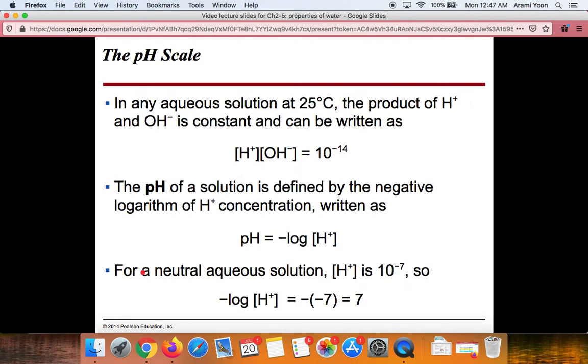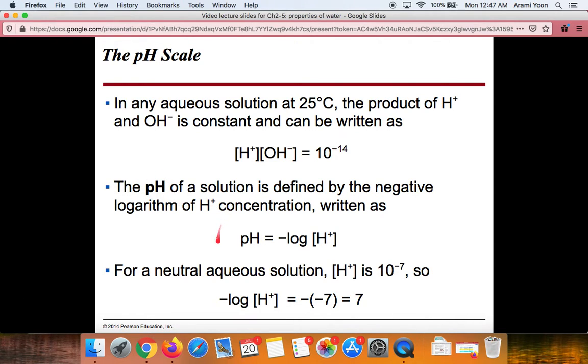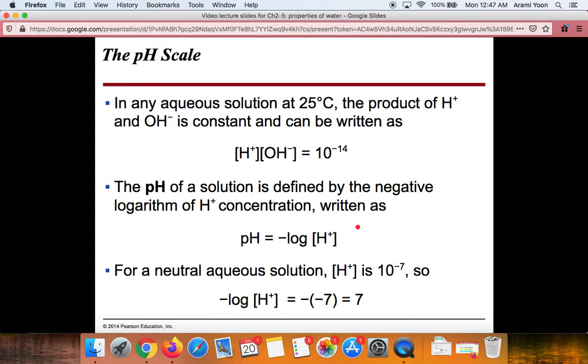So pH stands for power of hydronium ion, or power of hydrogen ion. And here's its definition, right here. You do not need to memorize this formula because it is on the AP Bio reference sheet, but you do need to know how to use it. If you want to know the math behind it, I'll explain it briefly.